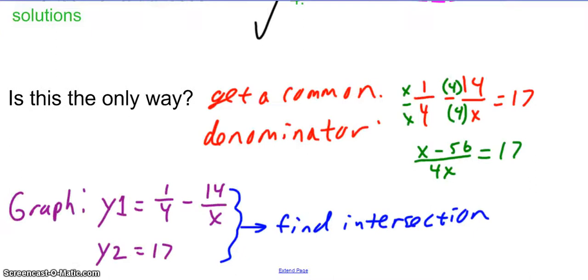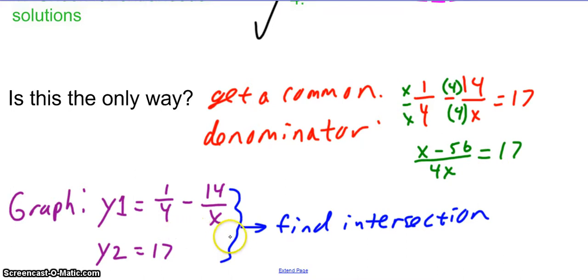So go ahead, pause the video, think about that, write them down, unpause when you're ready to discuss. Okay, so two different techniques. Again, the first one especially is very similar to what we did anyway. One would be to find a common denominator. So this is very similar to multiplying by the least common denominator, because you are actually finding the least common denominator, you just aren't multiplying by it first. So I could multiply the top and the bottom of the first term by x, and the top and the bottom of the second term by 4, and then this would become x minus 56 all over 4x equals 17, and then I could solve from here.